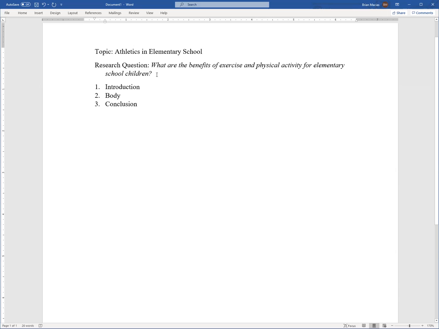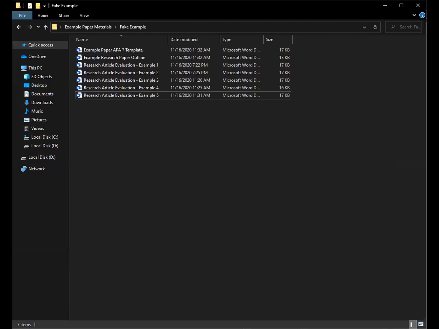Let's pretend, of course. What are the benefits of exercise and physical activity for elementary school children? So we're going to pretend that this is something I need to consider, and I'm trying to answer this question in my paper. I know the very basics. I need to have an introduction, body, and conclusion, as all papers do. Okay, so let's just start with the very basics and pretend, okay, I've got my research article evaluations.